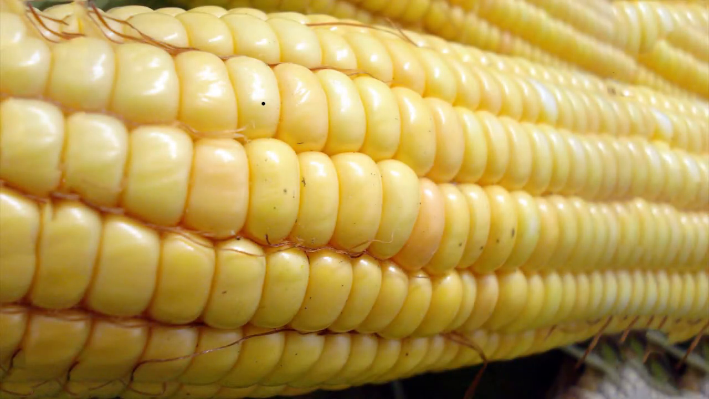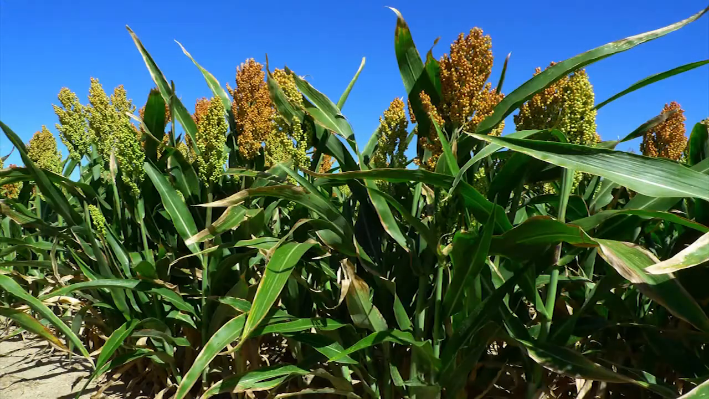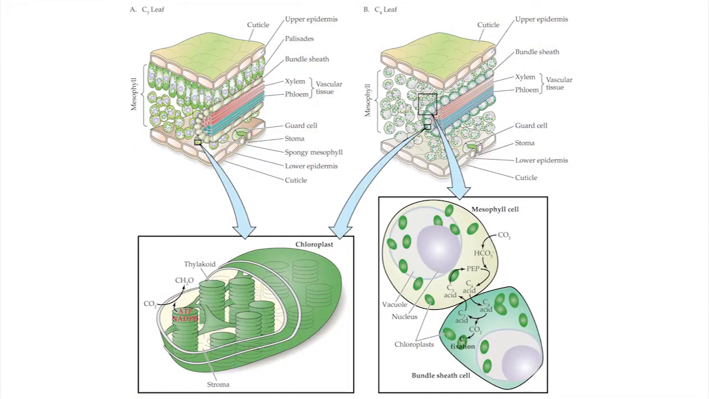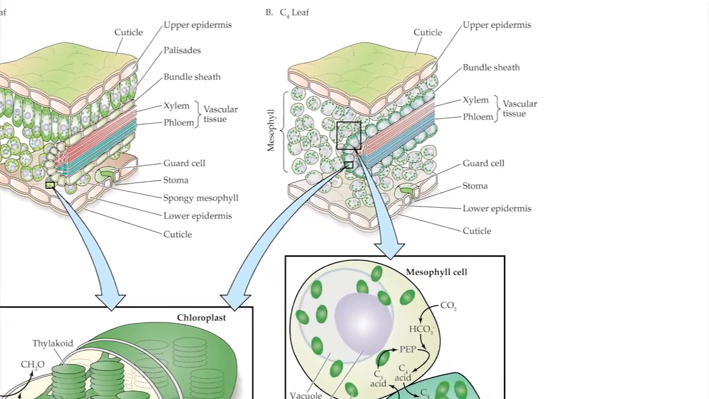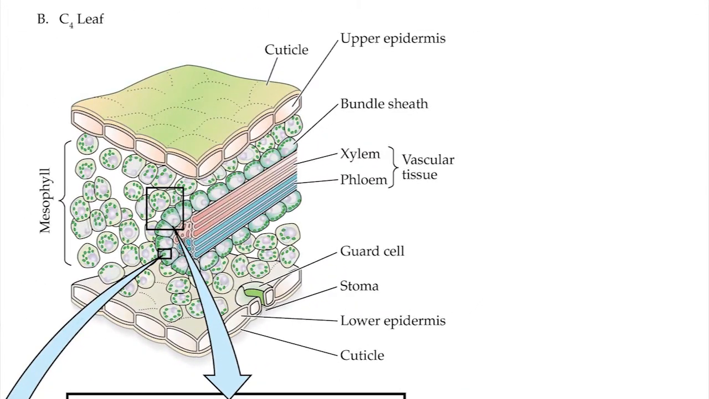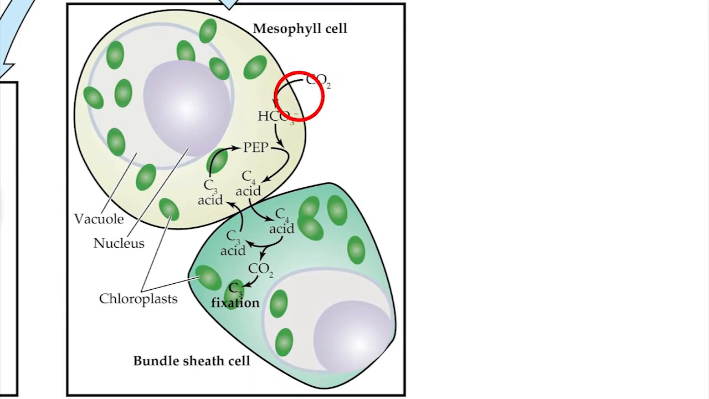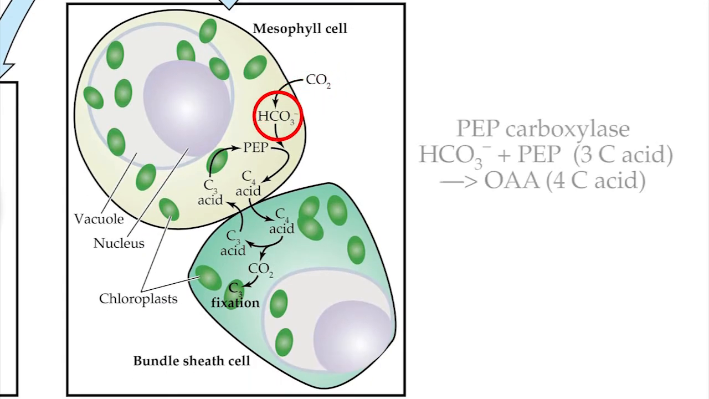Some plants, including major crops such as corn, sorghum, sugarcane, millet, and amaranth, conduct an additional mechanism, C4 carbon fixation. In the leaf of a C4 plant, carbon dioxide enters a mesophyll cell, dissolves in water, and forms bicarbonate. The enzyme PEP carboxylase catalyzes the reaction of this bicarbonate with a 3-carbon acid, phosphoenolpyruvate, to produce a 4-carbon acid, oxaloacetate, hence the name C4 carbon fixation.